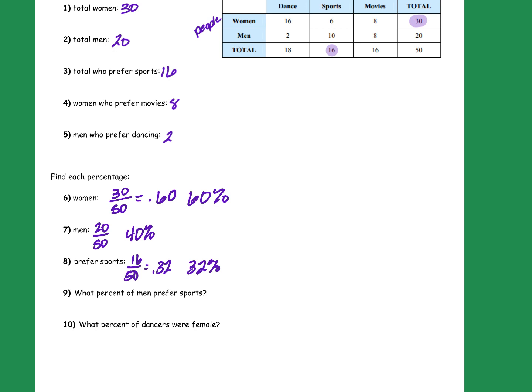Of men preferred sports. 10 out of 20. There we go. 10 out of 20, which is 0.5, which is 50%.